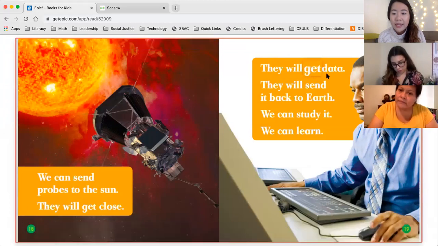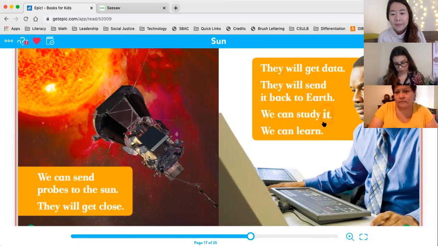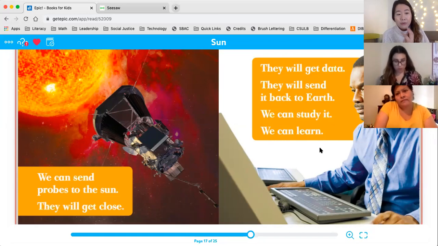They will get data. They will send it back to Earth. We can study it. We can learn. So take some time to think about the information you just read. And remember, we were using our skill yesterday. When we're gathering facts, we're also gathering new information, but also information that's important to help us understand what probes are. So teachers, when you're ready with the sentence in detail, you can give me a thumbs up.